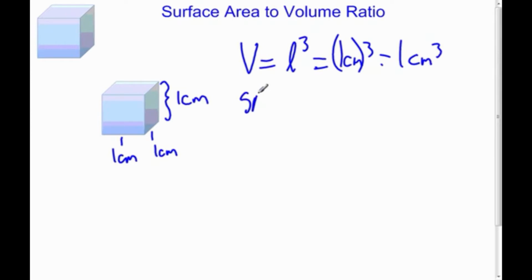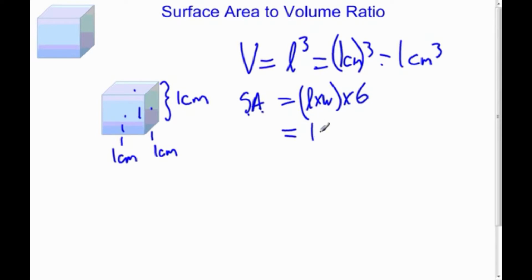Our surface area: the surface area of one of these squares is length times width. So we have 1 by 1. And then we have 1, 2, 3, and in the back 4, 5 on this side, and then 6 counting the bottom. So we have our length times width times 6 to give this total surface area for the cube.